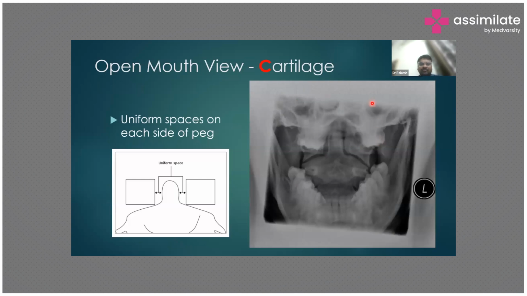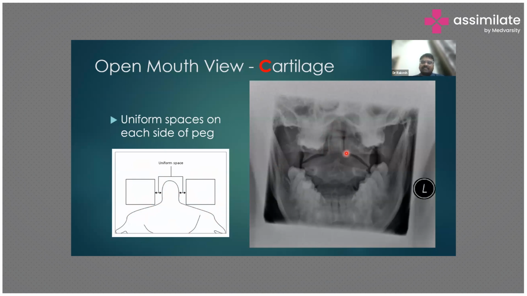Now, in the open mouth view, look at the cartilaginous spaces. Now, the space should be uniform on either side of the peg. Now, let's say this is your lateral mass of C1, this is the lateral mass of C2, this is your peg, and this is your lateral masses of C2. Now, the soft tissue spaces should be equal on both sides. So the soft tissue space or the cartilaginous space on the right and the left should be same.